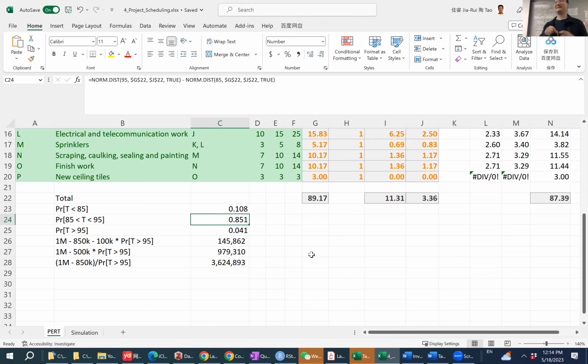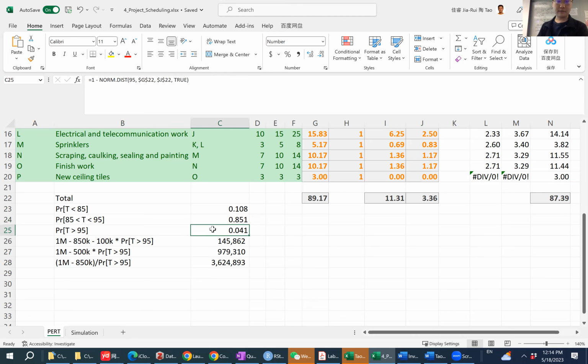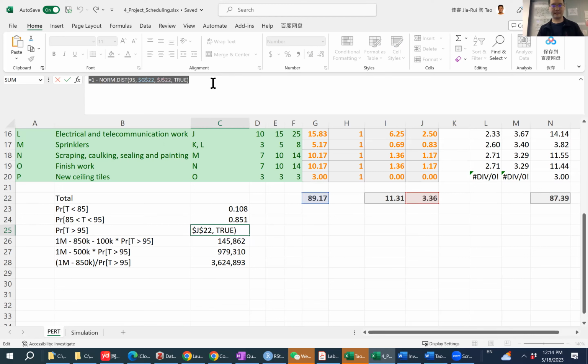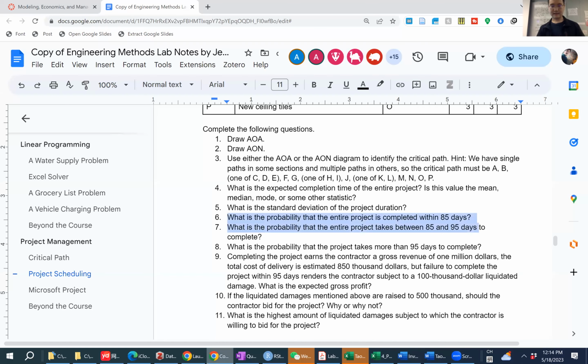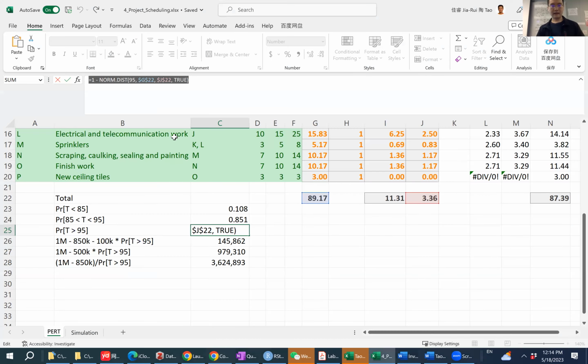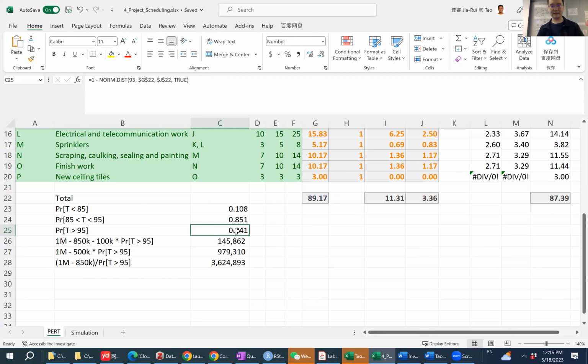Any question here? Okay. Again, using the same idea, we use 1 minus the probability that the project is done within 95 days. That's how we can calculate the probability that the project exceeds 95 days. I calculated this quantity for question 8, using a formula that's 1 minus the probability that the project is done within 95 days. And the result is about 4%.